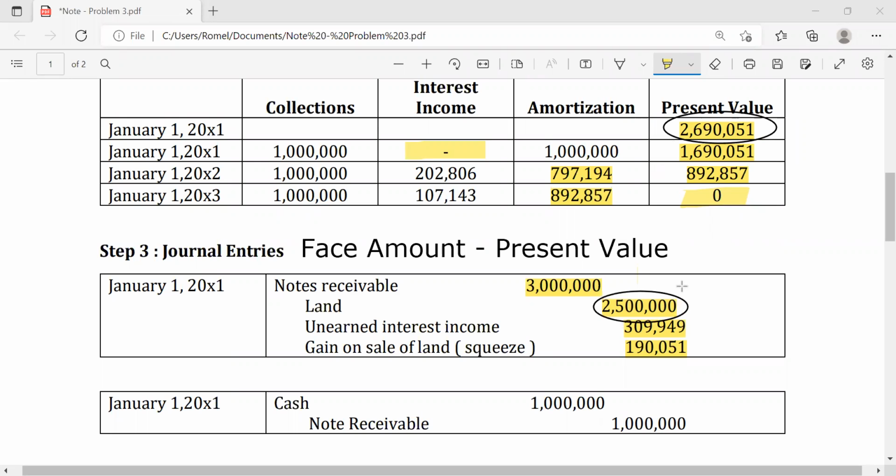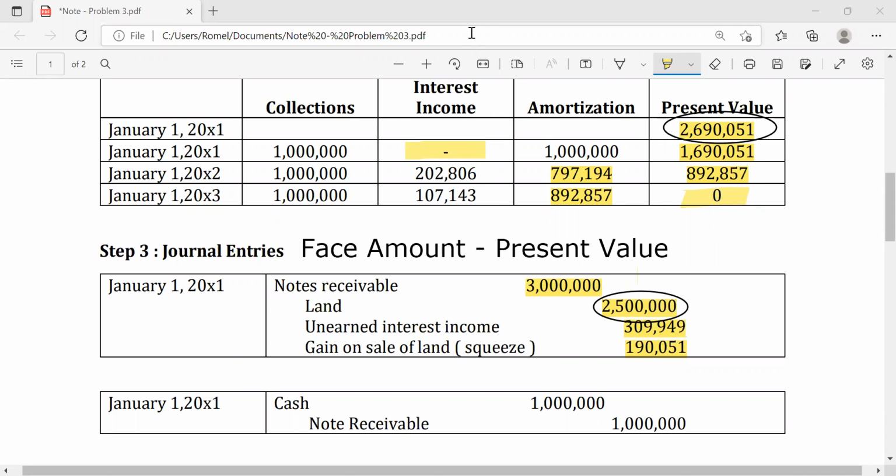This is a gain. Kasi, how much have you gave up? 2,500,000 pesos. How much is the consideration that you receive? From the sale of land, you receive a consideration of 2,690,051. So, kumbaga pa, gain. This is a gain on sale. Because of that, we will credit 190,051 kasi gain siya. We will recognize a gain. So, this is the first journal entry.